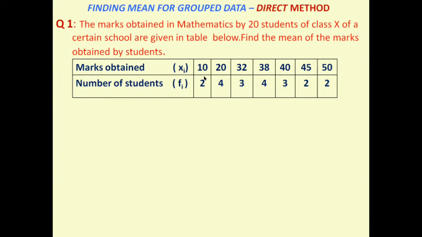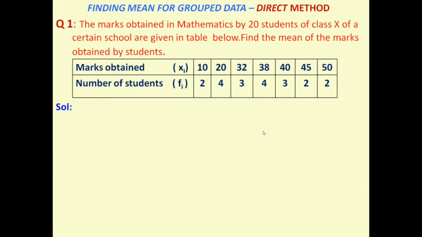Here marks obtained we take as xi, number of students we take as fi. This question we already solved for ungrouped data. What is the difference we will get after solving by grouped data? You have to observe. 10 marks obtained by 2 students, 20 marks obtained by 4, 32 marks by 3, 38 by 4, 40 by 3, 45 by 2, 50 by 2. So now we are going to solve this.